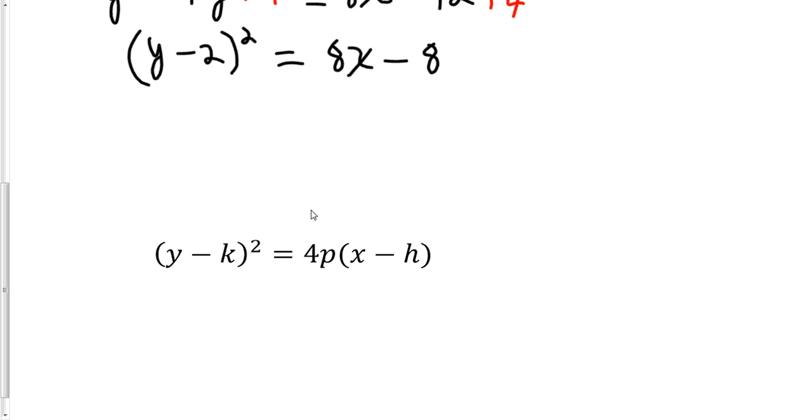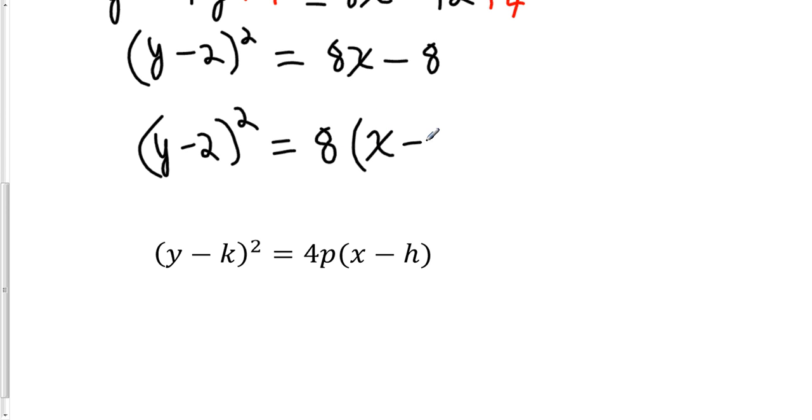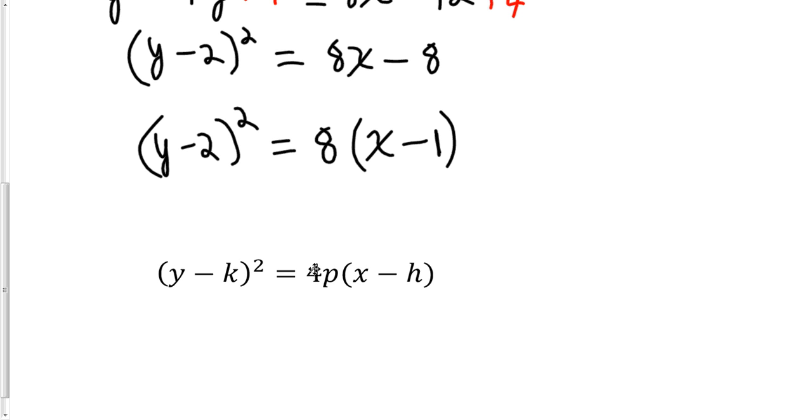All right, so let's see. On the left-hand side, I have exactly what I need to identify k. I know that k in this case is going to be 2 because I have y minus 2 squared on the left. Notice k is always associated with y. And on the right side, I need to factor whatever the leading coefficient is of x. So I'm factoring out an 8, leaving me with x minus 1. And the last thing I need to do is figure out what the other factor is of 8 that is not the factor 4. Because remember, I need to factor a 4 out of whatever the coefficient is here.